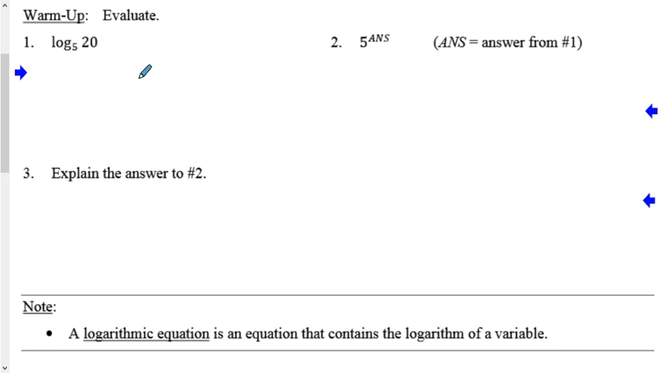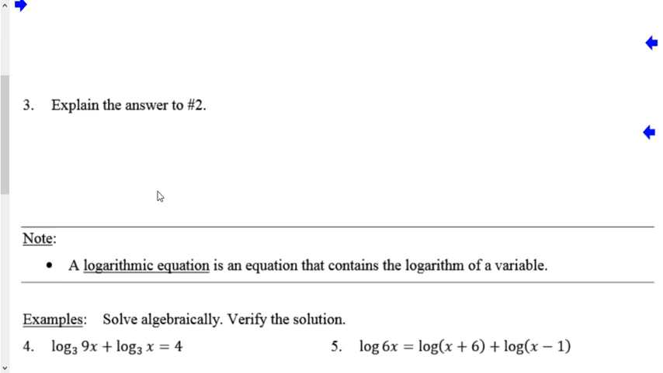The answer you get from number 1, you're going to take and plug into the exponent for question number 2, and then you're going to explain, well, what happened in those first two questions? Why did you get the result that you did? So pause the video at this point, and once you finish these three questions, you can restart the video.